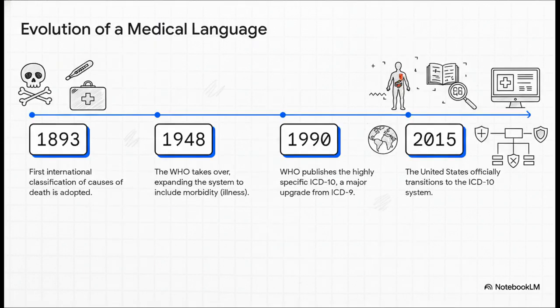And you know, this wasn't an idea that just popped up overnight. This quest for a universal medical language goes back more than 100 years. It actually started way back in 1893, just to classify how people died. But then, after World War II, the World Health Organization took over, and that's when things got serious. They expanded it to include illnesses, not just death. And as medicine got more and more advanced, the code had to keep up, which finally led to the super specific version the US adopted in 2015.